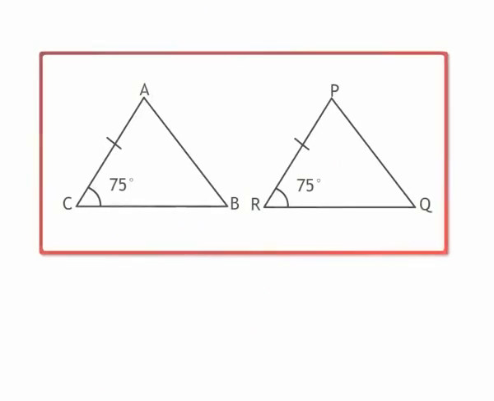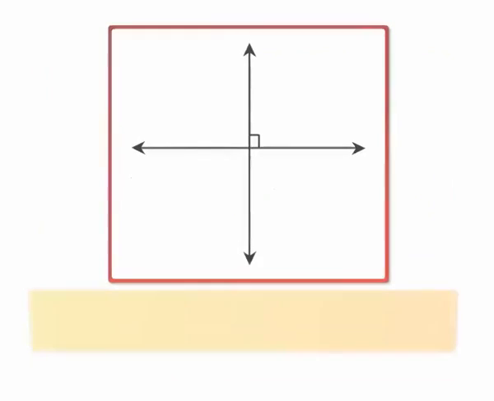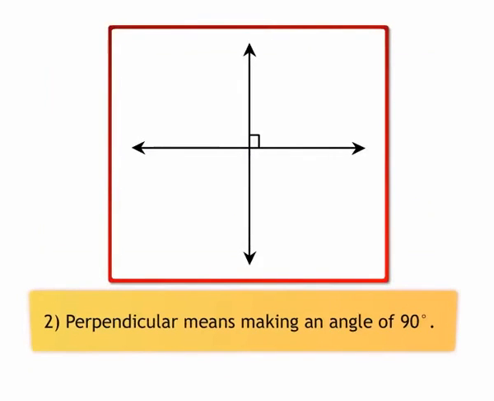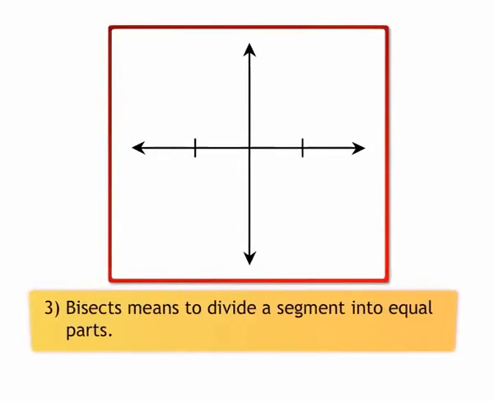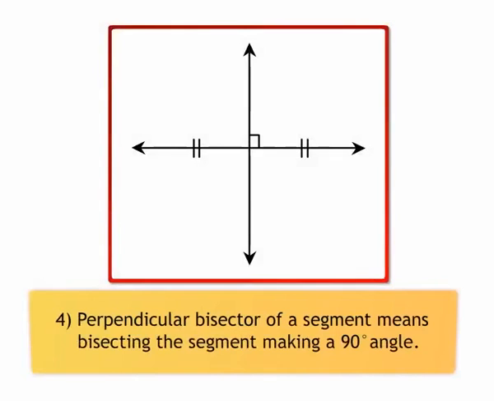Now, before we start with the new topic, let me explain you some basic concepts. 1. Congruent segments or sides means segments whose lengths are equal, and congruent angle means angles whose measures are equal. 2. Perpendicular means making an angle of 90 degrees. 3. Bisect means to divide a segment into equal parts. 4. Perpendicular bisector of a segment means bisecting the segment making a 90 degrees angle.